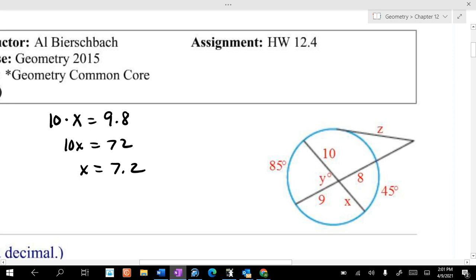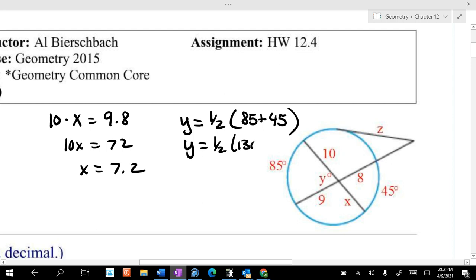Okay? How would we find y? Is y an angle or a length? Angle. Andrew? Y equals 1/2 of what? Do we add or subtract the arcs? You add them when they're on the inside. When the angle's on the inside, you add them. When the angle's on the outside, you subtract them. So y equals 1/2 of 130, which is 65.